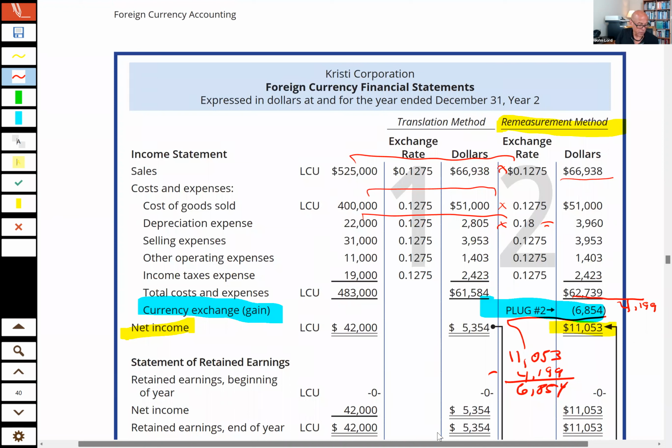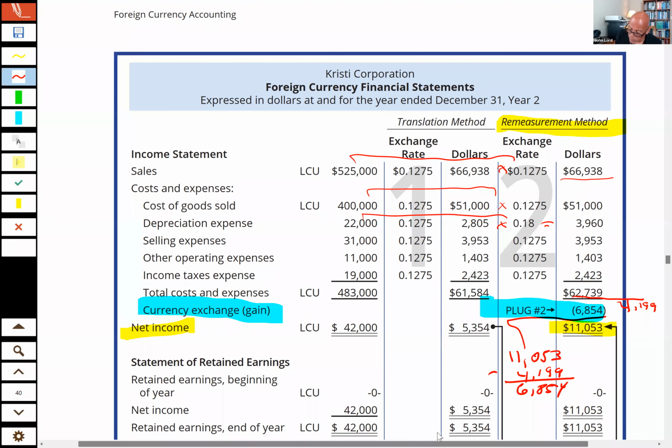Okay, good. Now that's the remeasurement method. And you may get a problem that just wants you to do that. U.S. parent, English subsidiary doing most of its business in the U.S. Simply remeasure, follow that process, use the correct rates. Now, if they're saying English subsidiary doing most of its business in England, now we got to what? Now we got to translate.